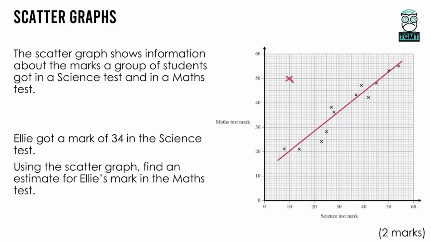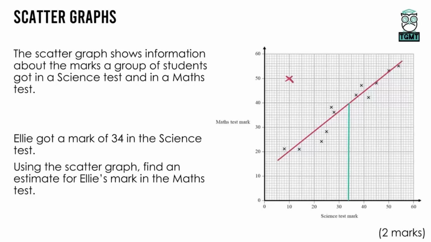Now this one says that Ellie got a mark of 34 in her science test, and it wants us to use the scatter graph to estimate how much she got on her maths mark. So if we actually have a look, the science mark is down the bottom on our x-axis, so we need to find 34, and we're going to go up from 34 up to our line of best fit using a ruler and a pencil as carefully as we can.